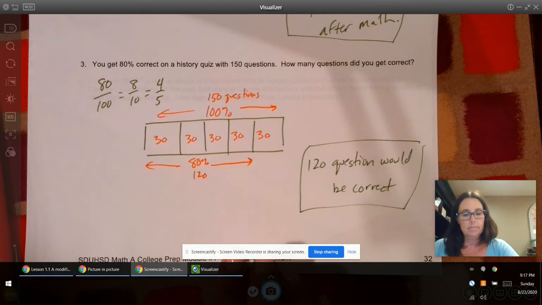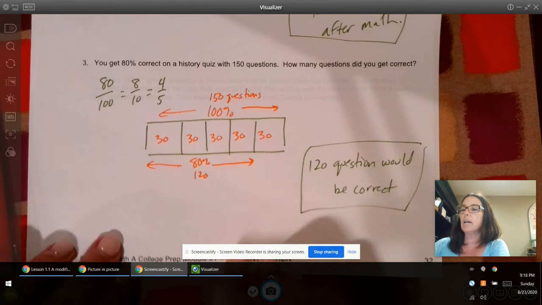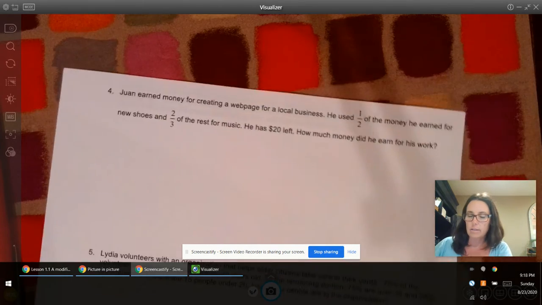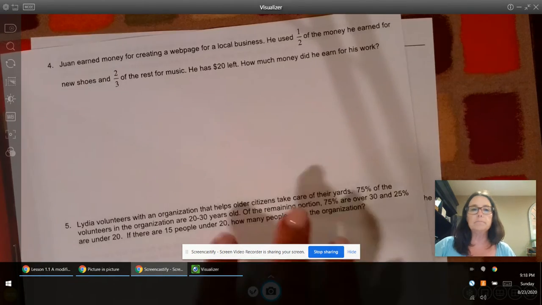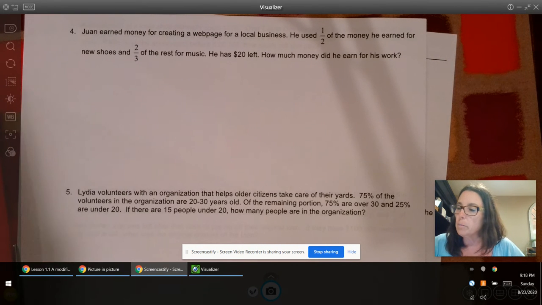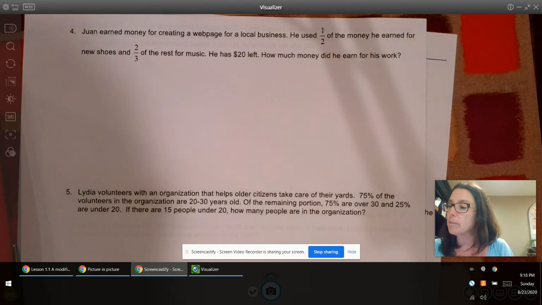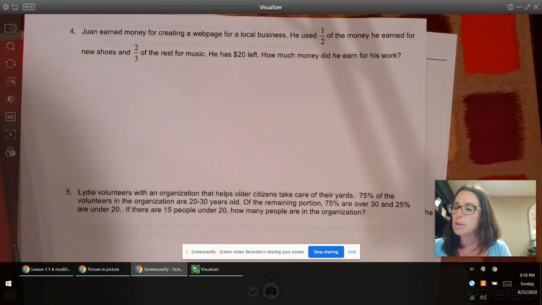All right, they ramp up. Those are the easy versions. Here they get much more difficult. Juan earned money for creating a web page for a local business. He used half of the money he earned for new shoes and 2/3 of the rest for music. He had $20 left. How much money did he earn for his work?